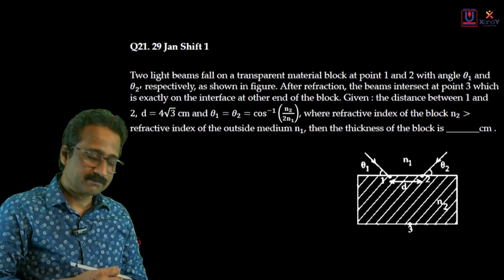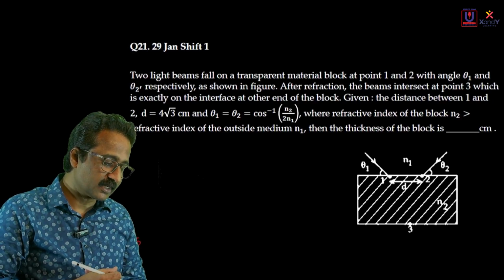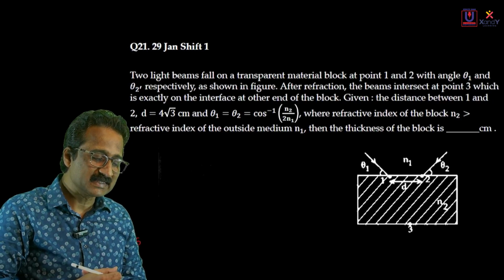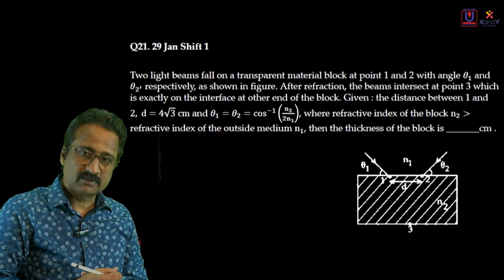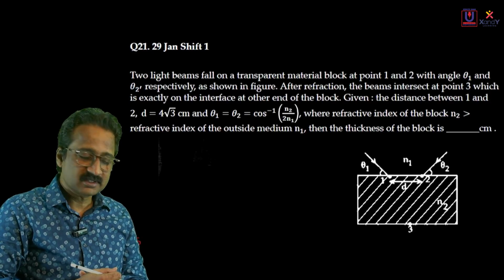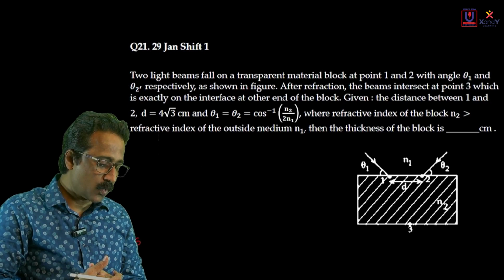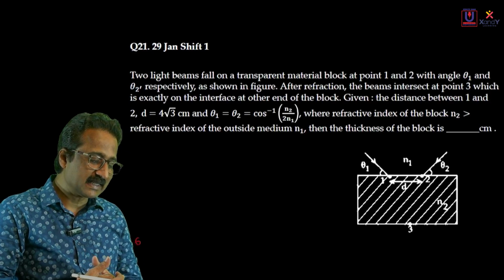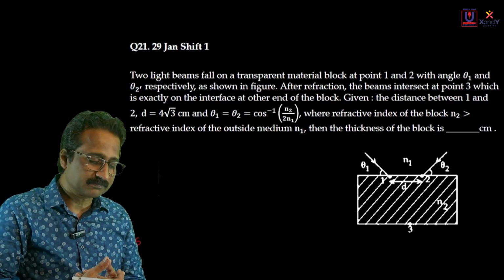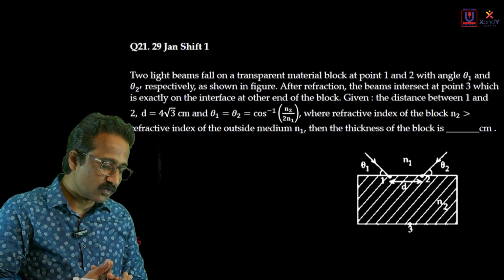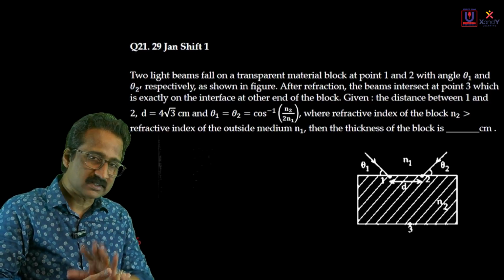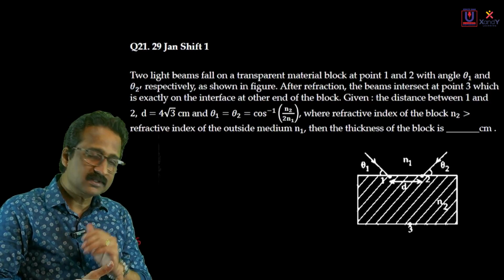Let's go to the next one. Two light beams fall on a transparent material block at points 1 and 2 at angles theta 1 and theta 2, as shown in the figure. After refraction, the beams intersect at a point 3, which is exactly on the interface at the other end of the block. Given that the distance between 1 and 2 is 4 root 3, that's hint number 1, then theta 1 and theta 2 are equal.